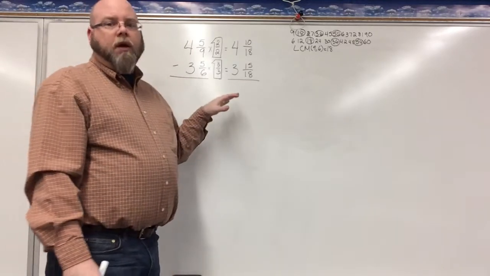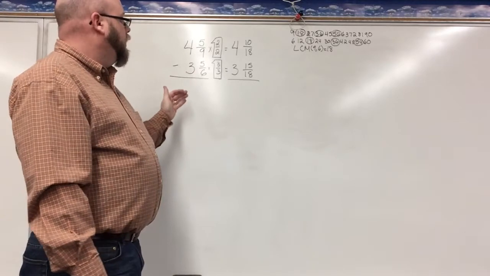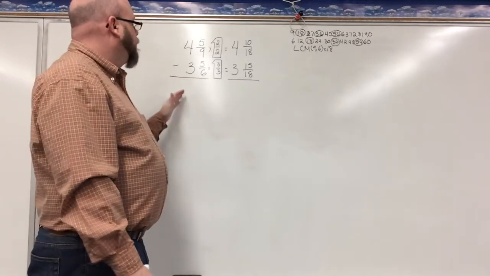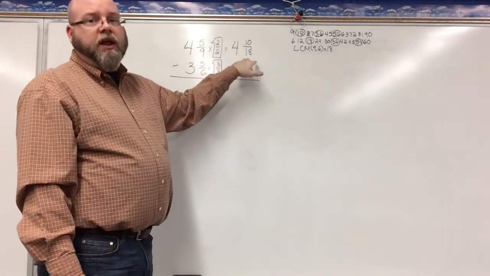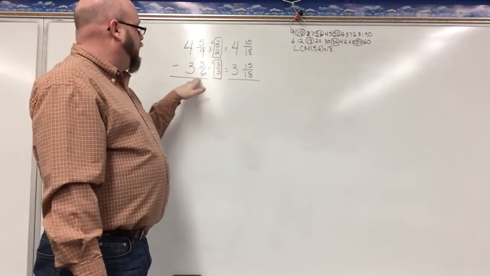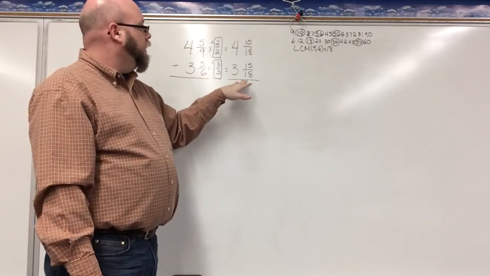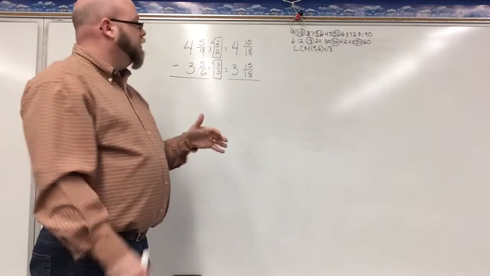So we have the same problem here. 4 and 5 ninths minus 3 and 5 sixths. And we're going to look at regrouping it a little bit differently than we just did. We've already changed it and renamed 4 and 5 ninths to 4 and 10 eighteenths. And we've already renamed 3 and 5 sixths to 3 and 15 eighteenths. But I want to take a look at what I really have as far as a problem goes.